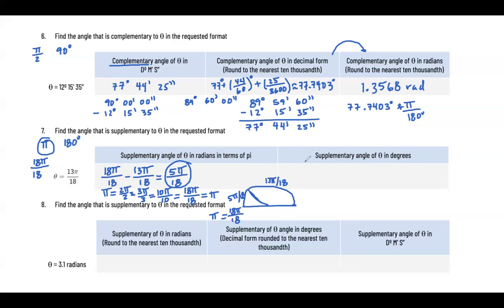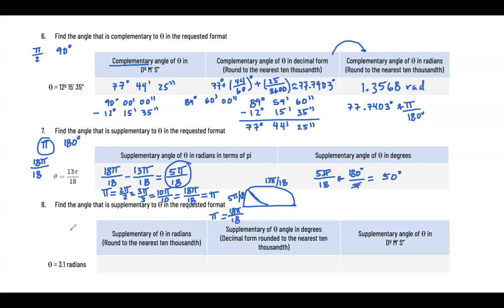And if you want to turn this into degrees, you would have to write the angle in radians, 5 pi over 18 times 180 degrees divided by pi. We're going to be able to cancel out the 2 pi's. 180 divided by 18 is 10 times 5 gets you 50 degrees.